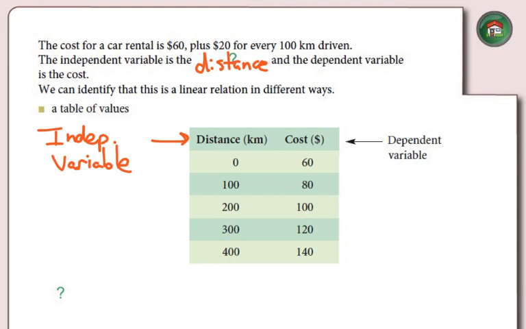So looking at this as a table, to show that this is a linear relation, we look at the change going from row to row. Each row in the distance column goes up by 100. Likewise, we have a change in the cost. Each change in the cost row goes up by $20.